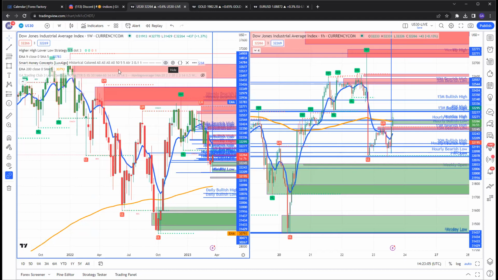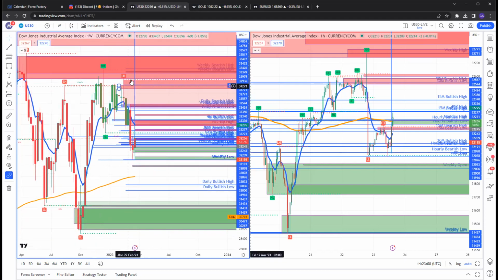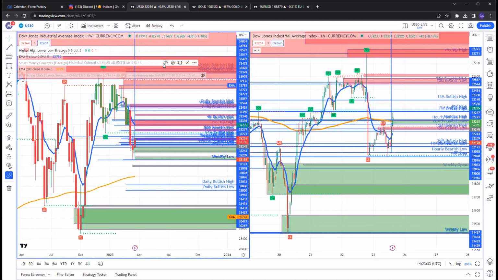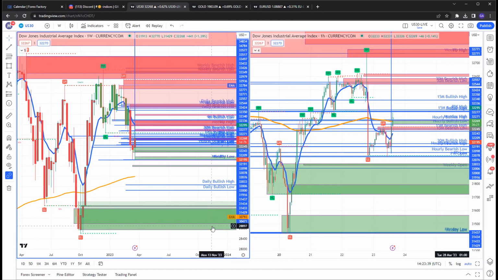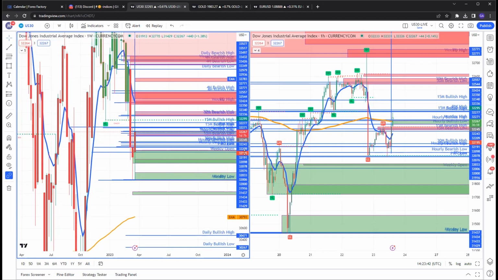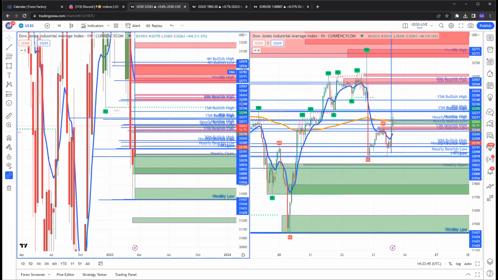So for the weekly, we have a weekly bearish high here. You can see mine is a bit higher. This is also a weekly bearish high on the Smart Money Concepts, but this one goes all the way up here to down here. So if you're using that indicator, use the order blocks that are closest to price. I have to keep going back and forth. The only bullish high is down here, so we have a weekly bullish high and weekly bullish low here. For me, I don't even have any weekly bullish zones.